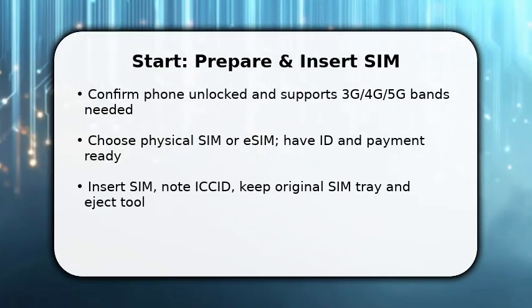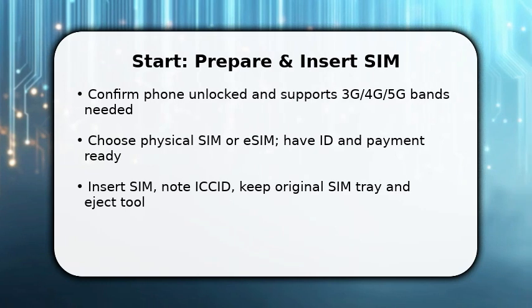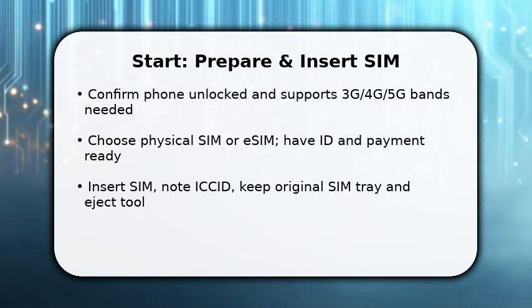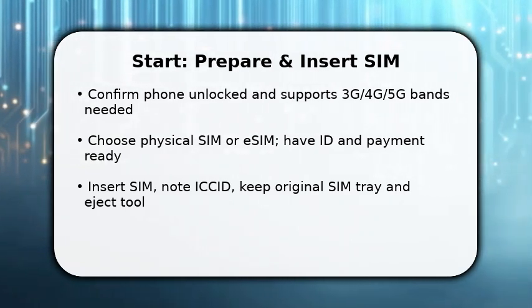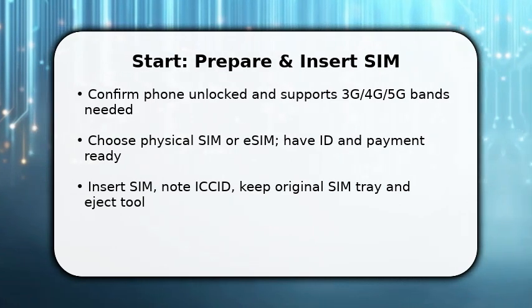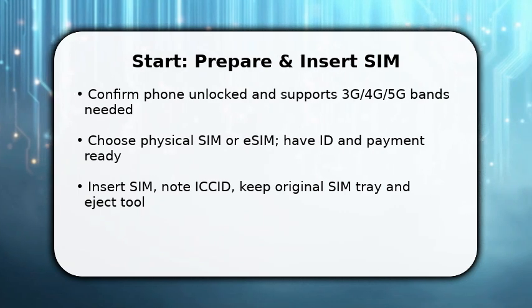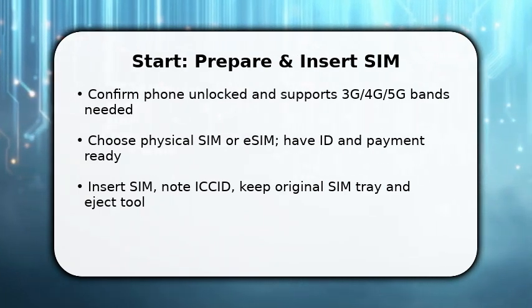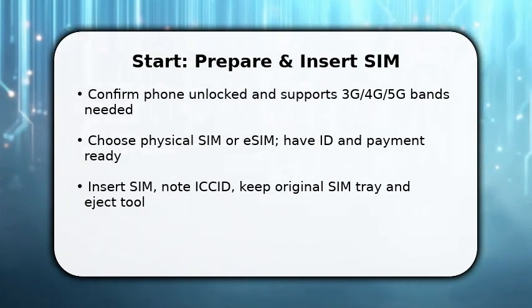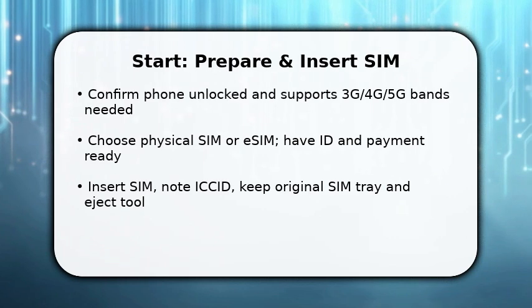You start by confirming your phone is unlocked and supports the required 3G/4G/5G bands for the markets you'll visit. Once confirmed, choose Physical SIM or eSIM and complete purchase with ID and payment. Make sure to record the ICCID and keep the original SIM tray and eject tool handy.